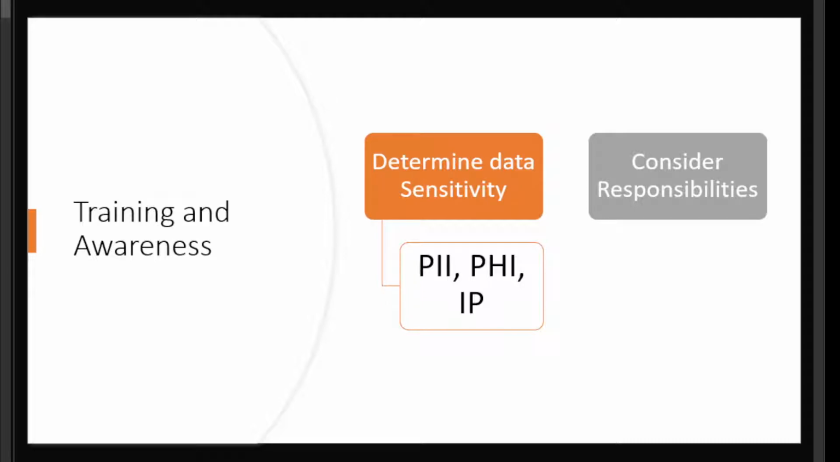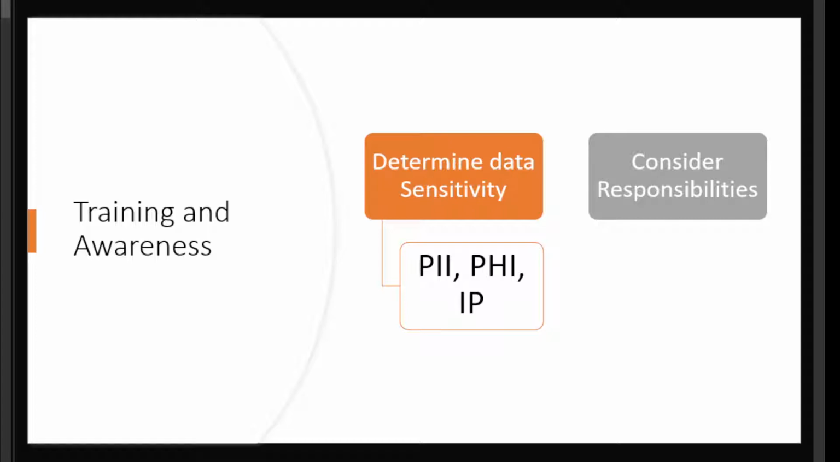So first, let's talk about training and awareness. We need to determine data sensitivity. That will involve PII, PHI, and intellectual property, IP. PII is, of course, personally identifiable information. PHI is personal health information, and IP is intellectual property. These are all important things to identify and determine as sensitive.